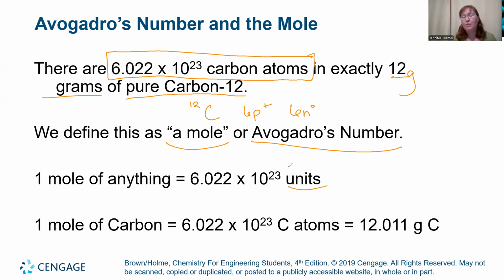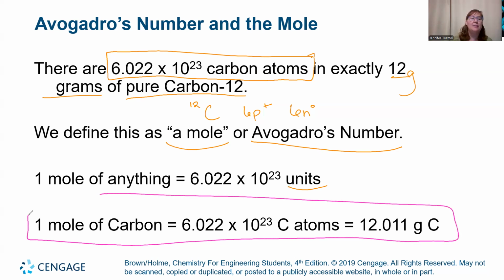You could have a mole of atoms, you could have a mole of molecules, you could have a mole of paper clips, you could have a mole of ions, whatever. It doesn't matter. Just like you can have a dozen eggs and you can have a dozen donuts, the same type of thing. And then where this all comes from is that we say 1 mole of carbon has 6.022 times 10 to the 23rd carbon atoms. And it weighs, because it's that weighted average that we learned about in the last chapter, 12.011 grams of carbon. And this is the mass number on the periodic table.